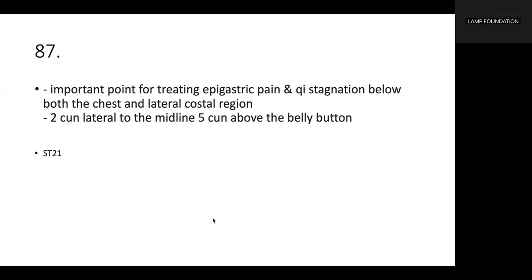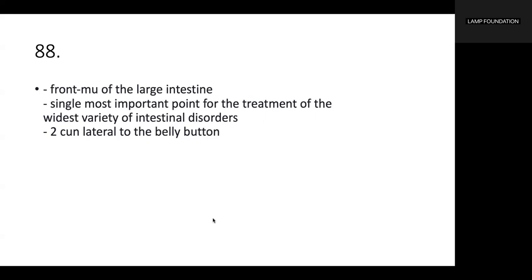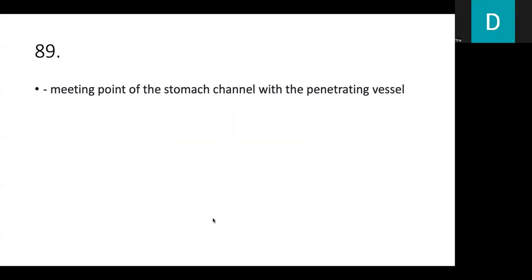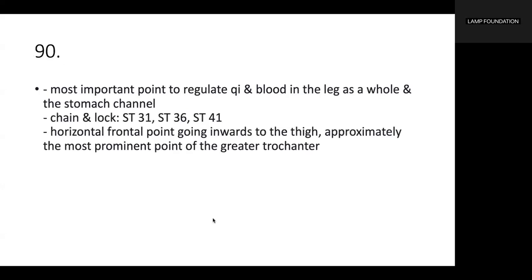Oh, it's so good. Front mu point of the large intestine, single most important point for the treatment of intestinal disorders, 2 tsun lateral to the belly button. Stomach 25. Meeting point of the stomach channel with the penetrating vessel, the chong. Stomach 30. This is so good. You discovered it.